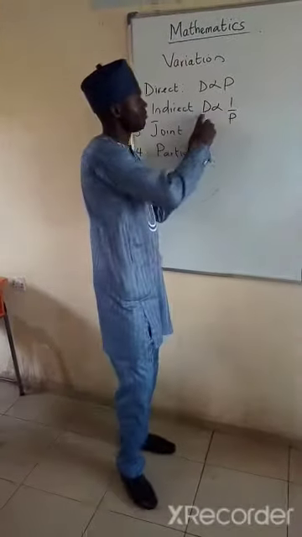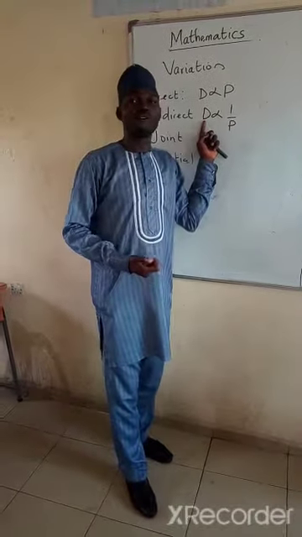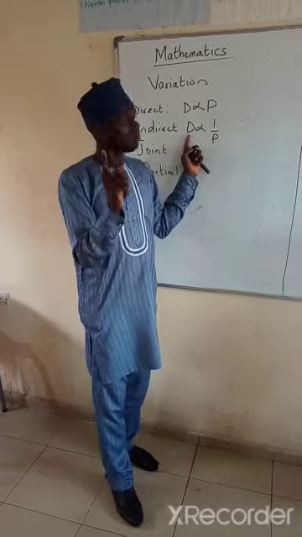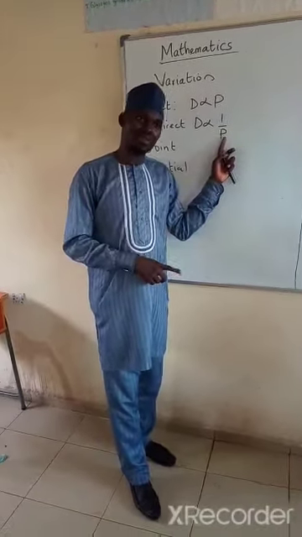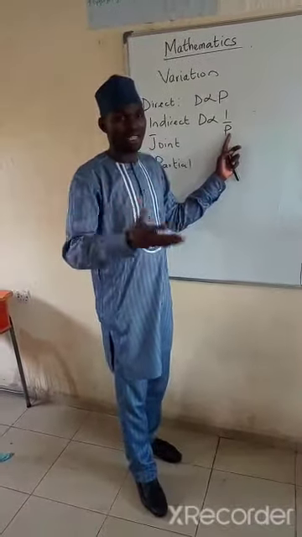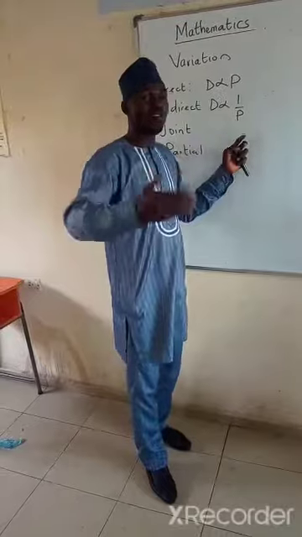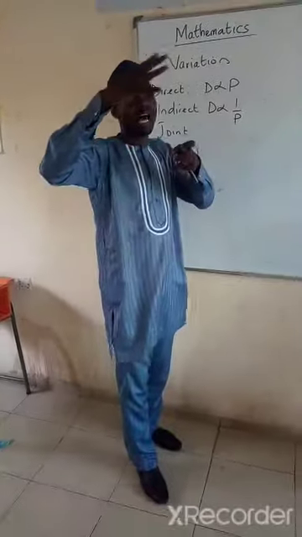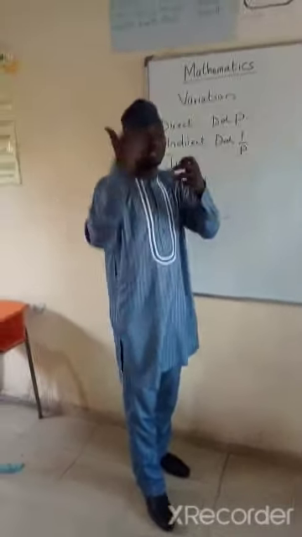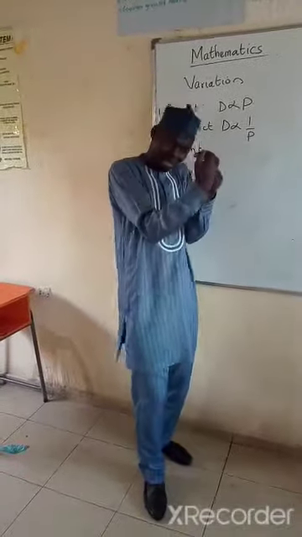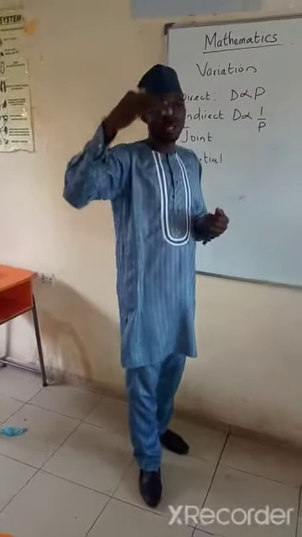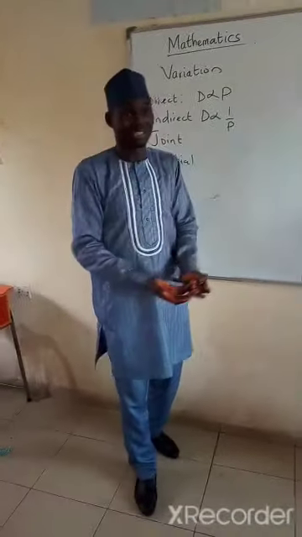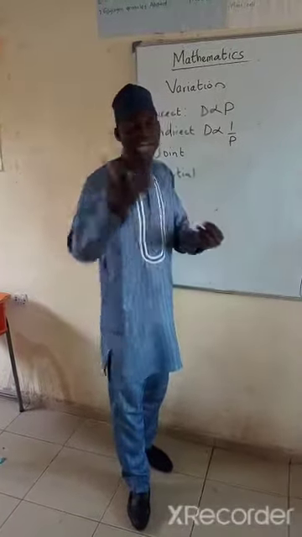If D is the time, say you want to move from this area to the next area and it takes 50 minutes, the speed will not be direct. If it is 50 minutes and you run very fast, if the speed is higher, the time will reduce. If the speed is lower, the time will increase. So you see that the more speed you apply, the less time you spend. Then the less speed you apply, the more time you spend.